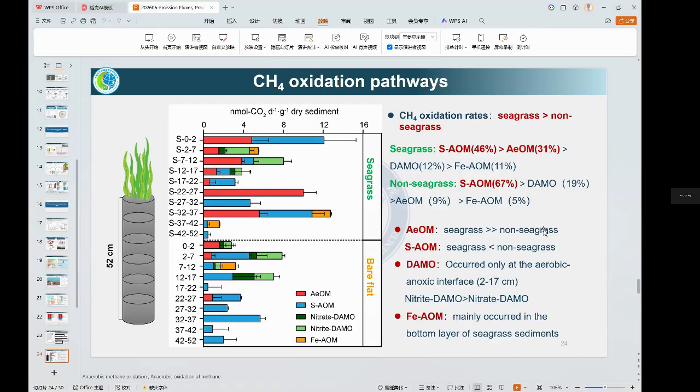Especially, we can see the red in the figure means the aerobic oxidation pathways. They can extend down to 37 centimeters deep. So this indicated the oxygen loss from the seagrass rhizosphere is very important to the methane oxidation. But in the bedflat sediments, only the sulfate-dependent AOM pathway is dominant.